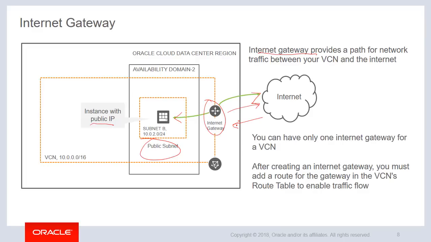There are some design considerations to keep in mind. You can only have one internet gateway for a VCN, and after creating an internet gateway, you must add a route for the gateway in the VCN's route table to enable traffic flow. So what is this thing called a route table?